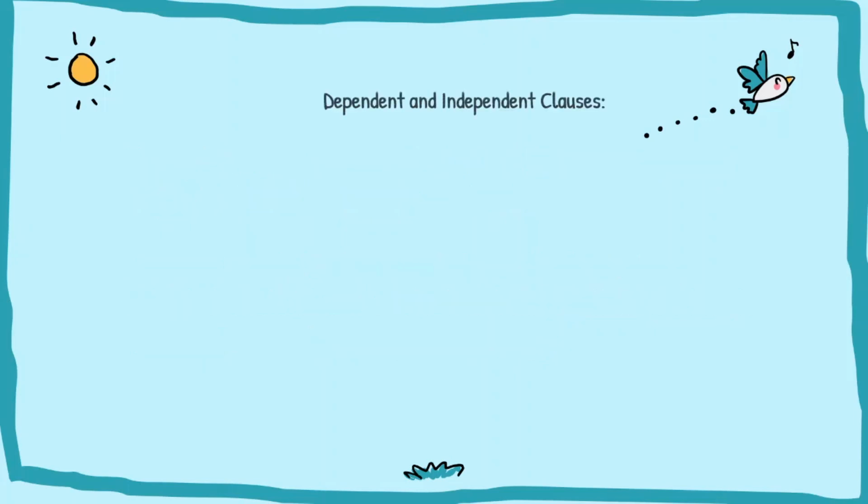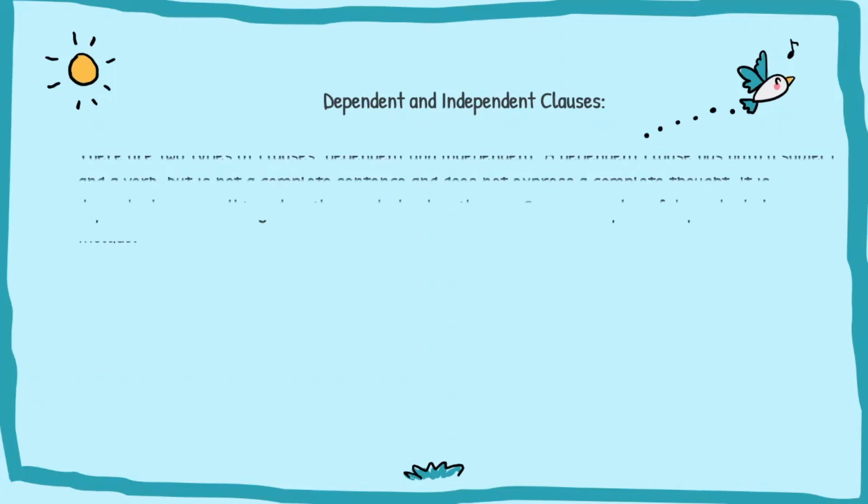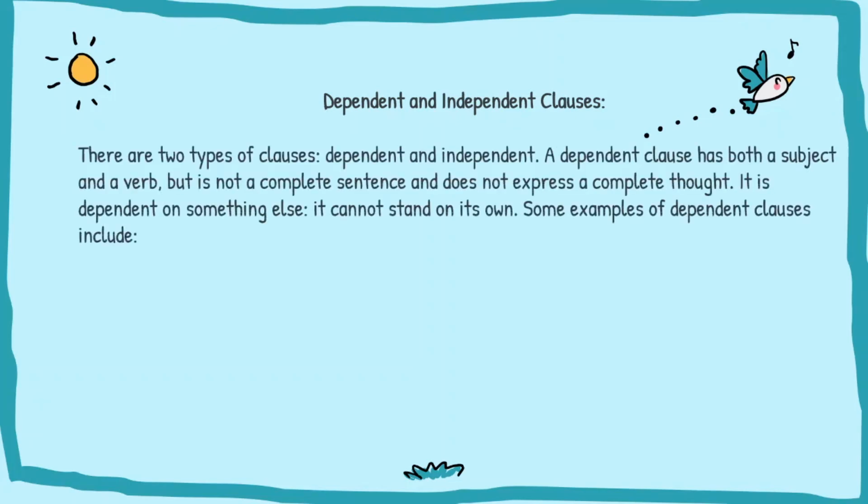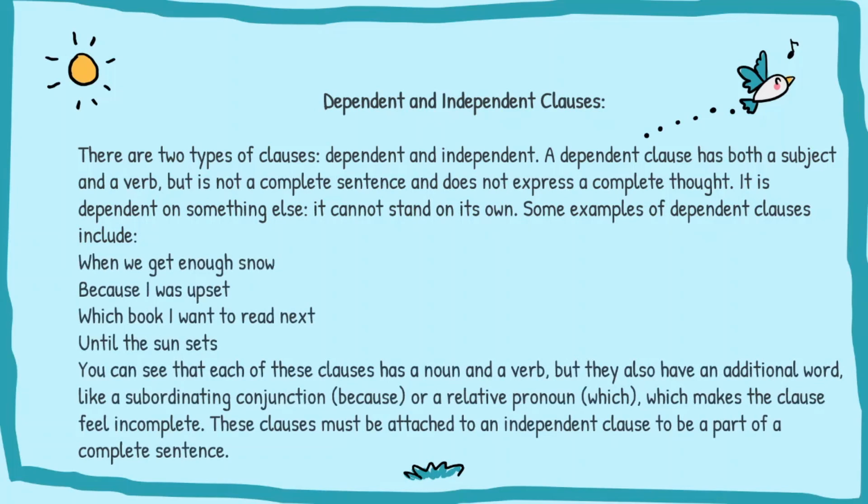Moving ahead, we have two types of clauses. As you can see, the first one is dependent and the second one is an independent clause, right? A dependent clause has both a subject and a verb, but it will not sound meaningful or complete. It does not express something which has a complete meaning, right? So it is dependent on something else. Let's check some of the examples.